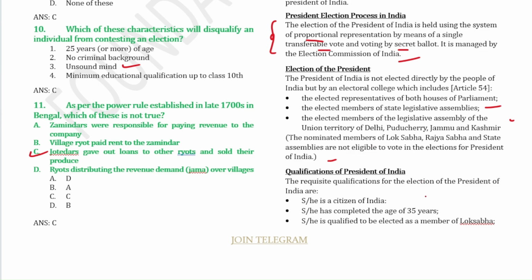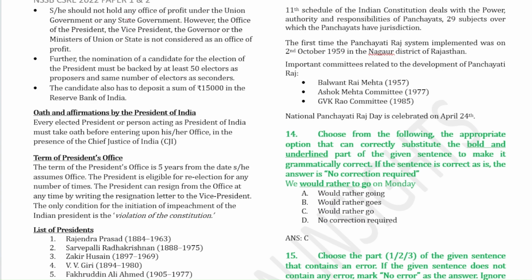And regarding the qualification, he or she should be a citizen of India. He or she should have completed the age of 35 years, and should be qualified to be elected as a member of the Lok Sabha. He or she should not hold any office of profit under the union government or state government. However, the office of the president, the vice president, the governor or the ministers of union or state is not considered as an office of profit. So you can go through these points.